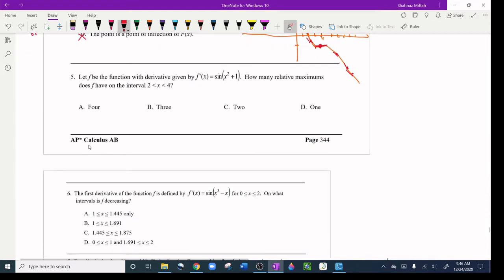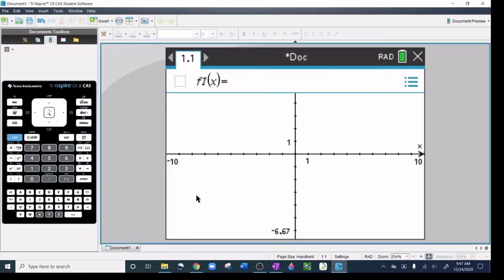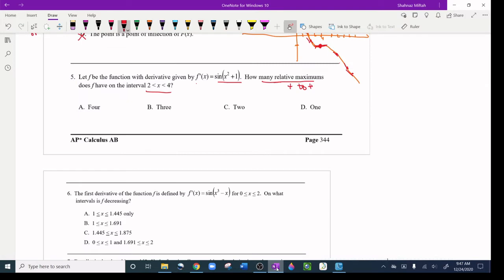Question number 5. Let f be the function with a derivative thus. How many relative maxima does f have on the interval 2 to 4? Since this is a calculator-based question, I am going to graph this. This is a derivative, and every y value is a slope. So I'm going to see where the graph is going positive to negative on the x-axis, and the window is supposed to be 2 to 4. So I'm going to go to the calculator, add a graph, and the function is sine of x squared plus 1.